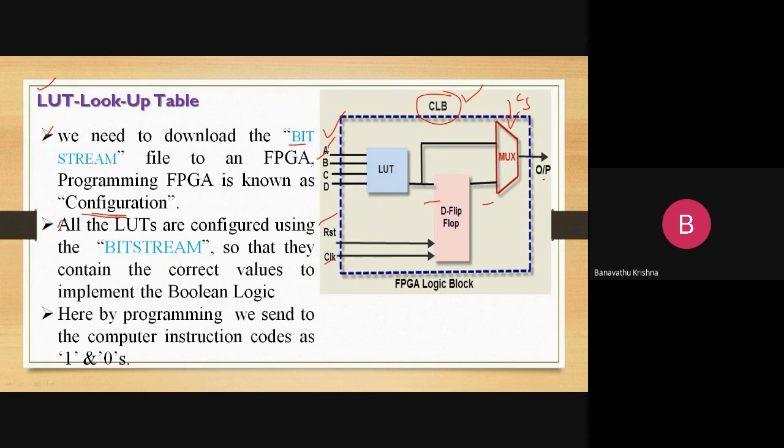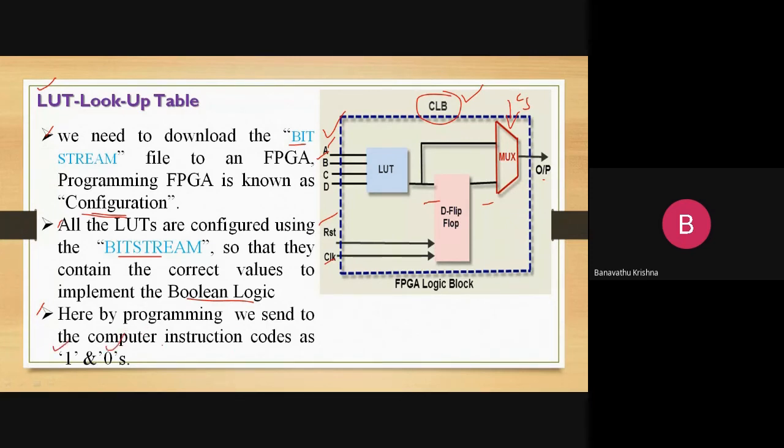Okay. Next point is all the LUTs are configured using the bitstream, right? So that they contain the correct values to implement the Boolean logic. And the third one is, by programming we send the computer instruction codes as zeros and ones.